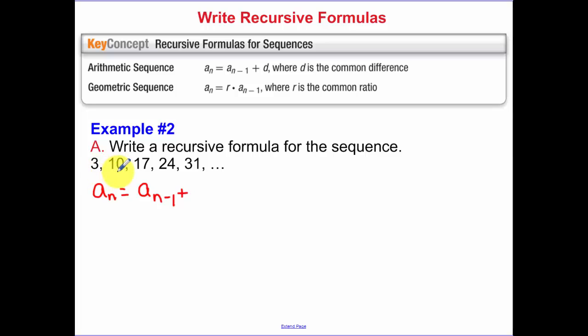To get from 3 to 10, we add 7. We add 7 again. We add 7 again. So we're consistently adding 7. Now you always have to tell me what the first term is. If you don't tell me what the first term is, I'm not going to be able to solve the problem, because I'm not going to be able to plug in the previous term right here.